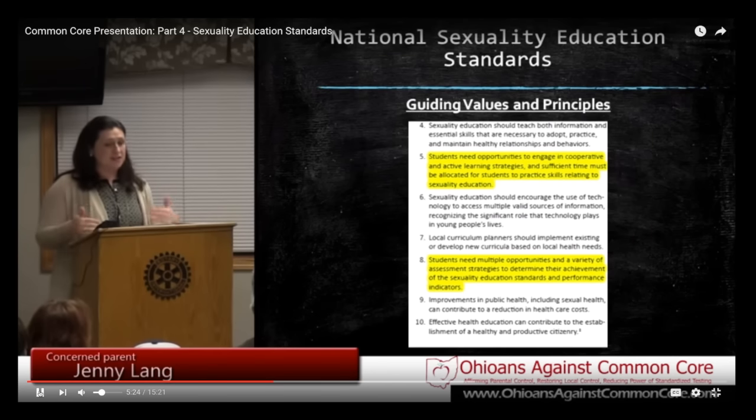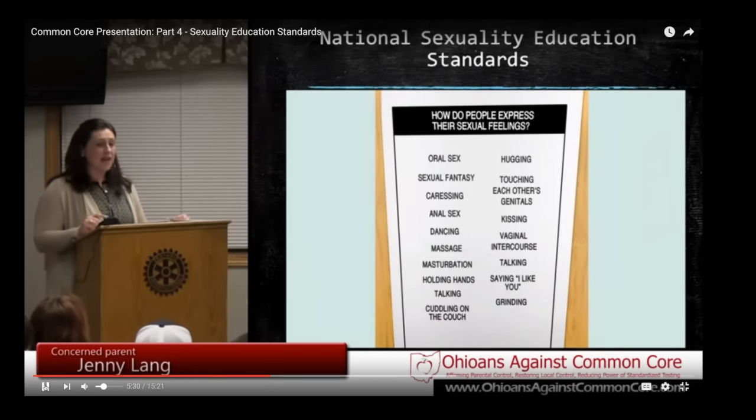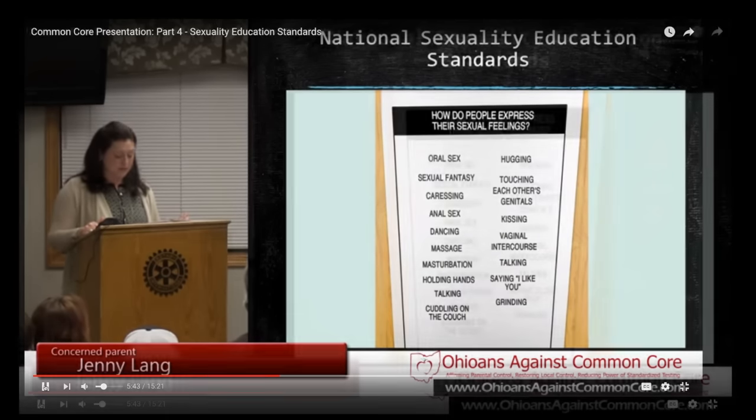Okay, so as you can see, this is already starting in Ohio, but what about other states across the country? Well, this is a poster that was hanging in front of a classroom in Shawnee, Kansas, which is a very conservative area right in the Bible Belt. A 13-year-old girl took a picture of this with her cell phone and showed her dad. He, of course, phoned the school and found out that it was indeed a part of their sex curriculum.